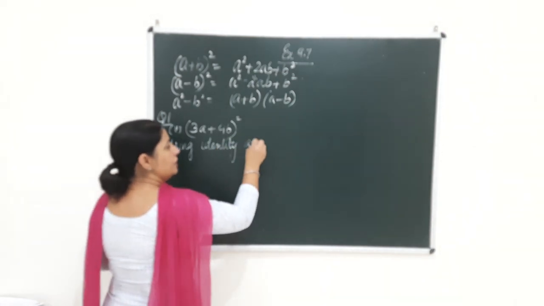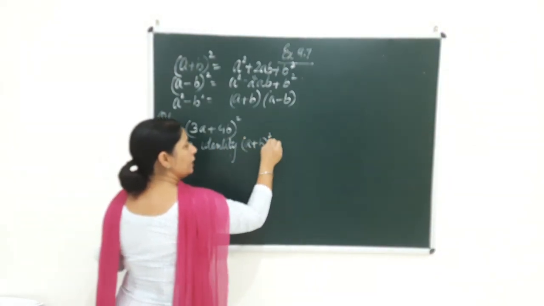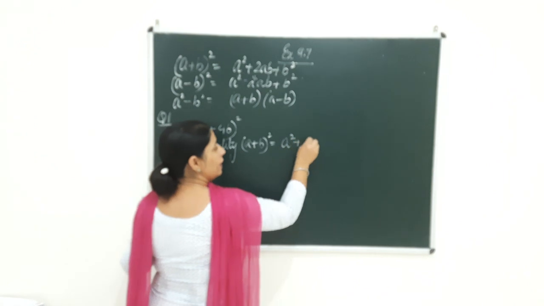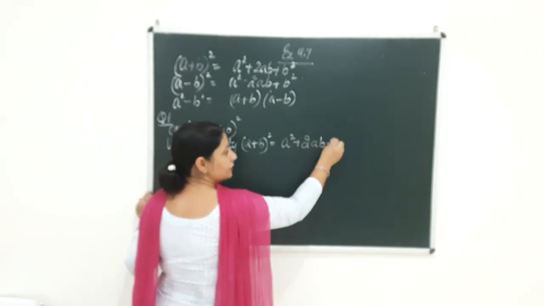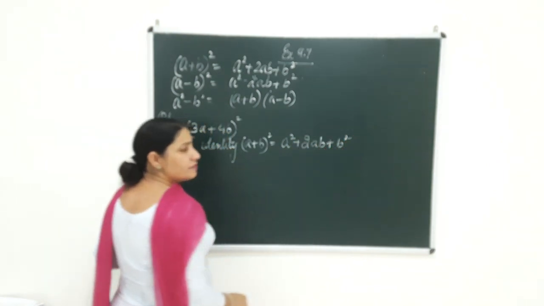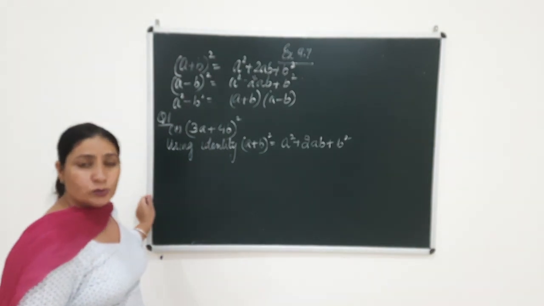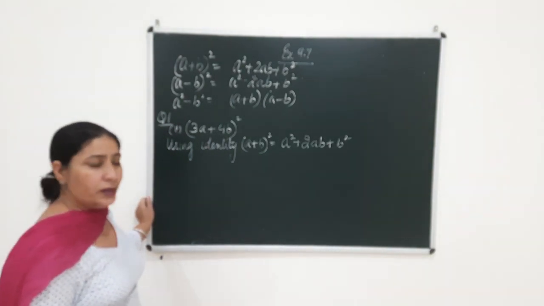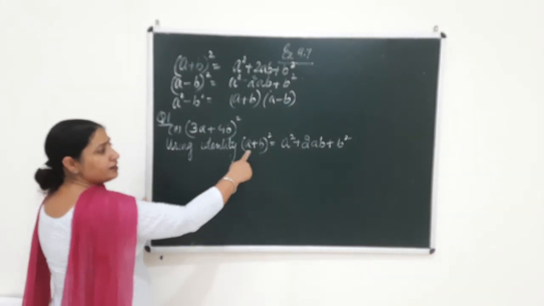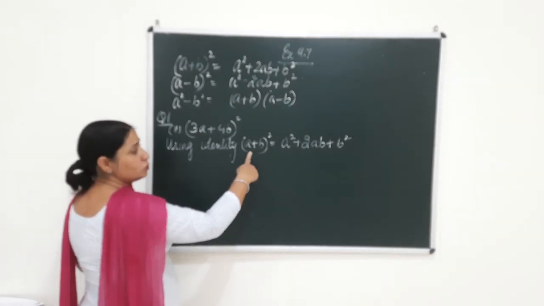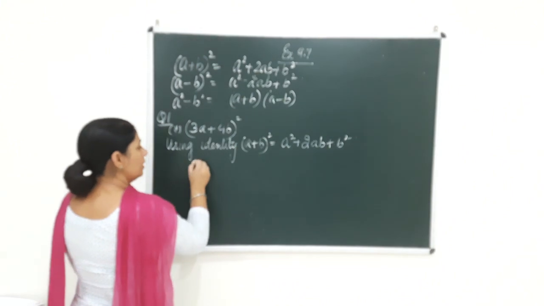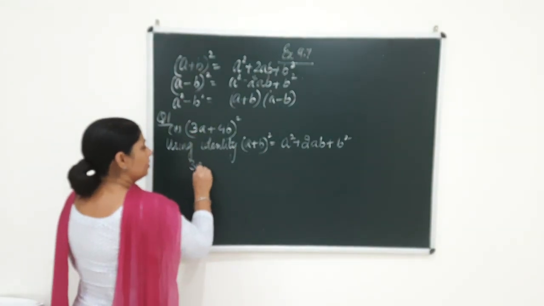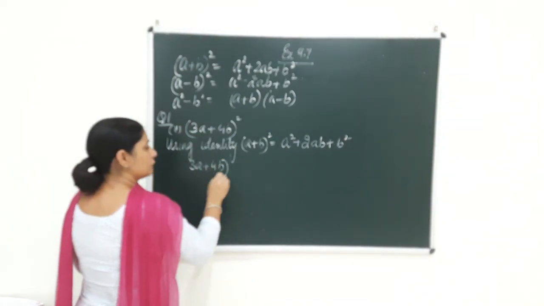Using identity (a plus b) the whole square, which is equal to... I will write, every time beta you do a sum of this exercise, please write down the relevant identity so that when you keep on writing it again and again, you will be learning it also. Okay, so we will be writing which identity you are using here. You are using (a plus b) the whole square. So here when you will write (3a plus 4b) the whole square.